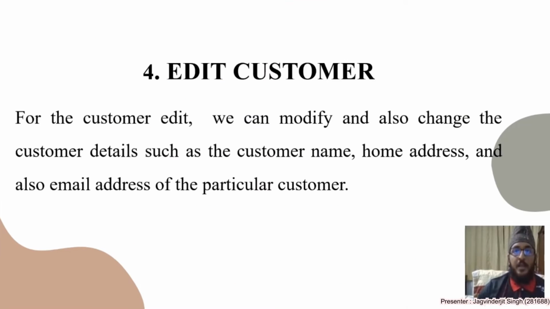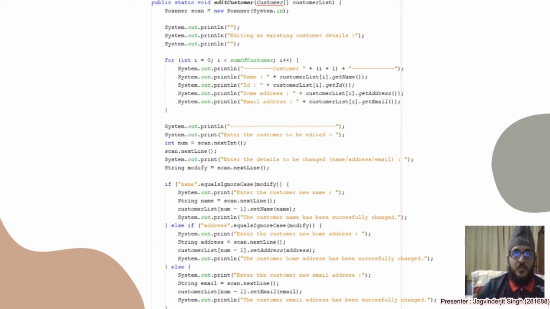Moving on to the next, edit customer. From our coding, we can edit our customer. We can also modify and change the customer details such as the customer name, the customer home address, and also the customer email address. So now let me show you the coding. This is the coding for edit customer.